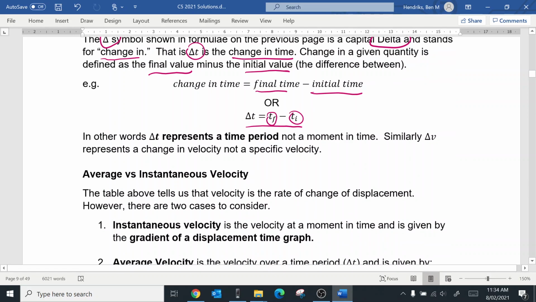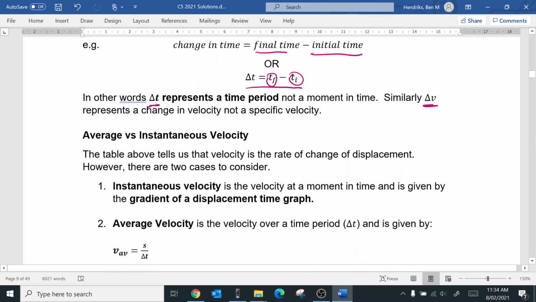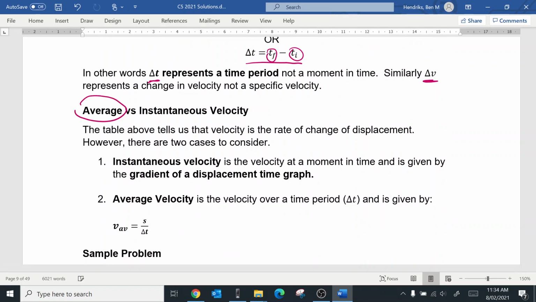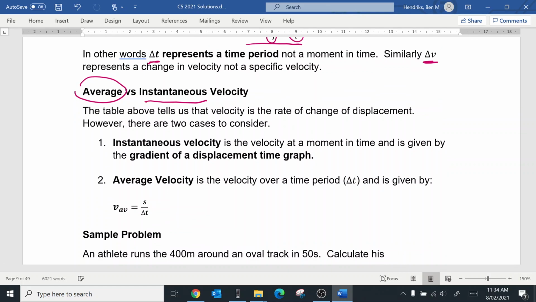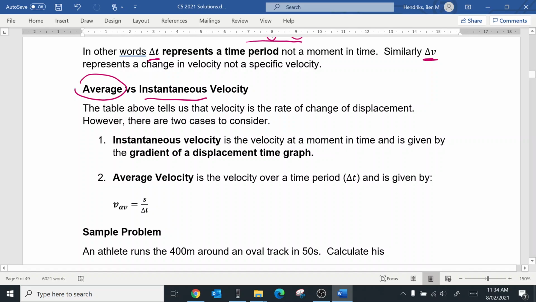Okay, so in other words, delta T represents a time period, not a moment in time. Similarly, change in V or delta V represents a change in velocity and not a specific velocity. So we use it for average velocity, not instantaneous velocity. Okay. So the table above tells us that velocity is the rate of change of displacement.